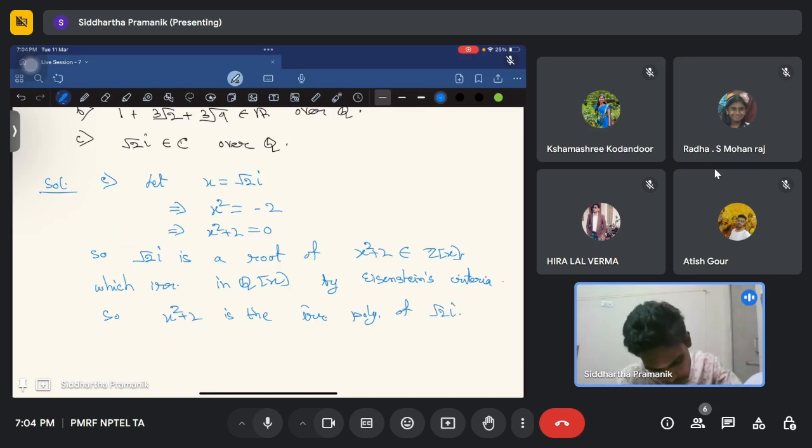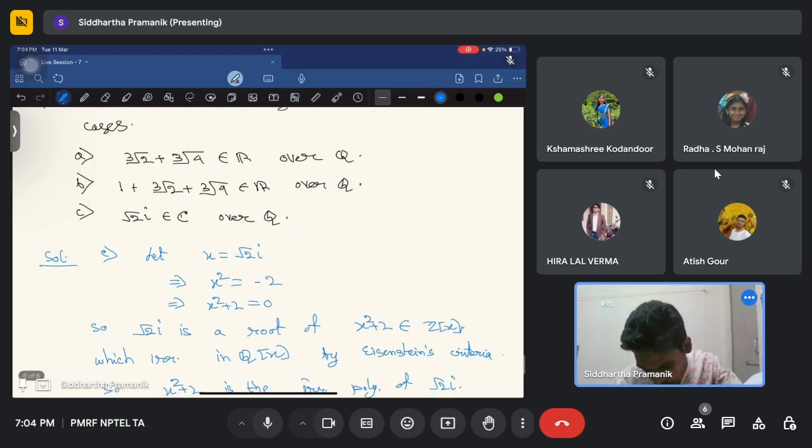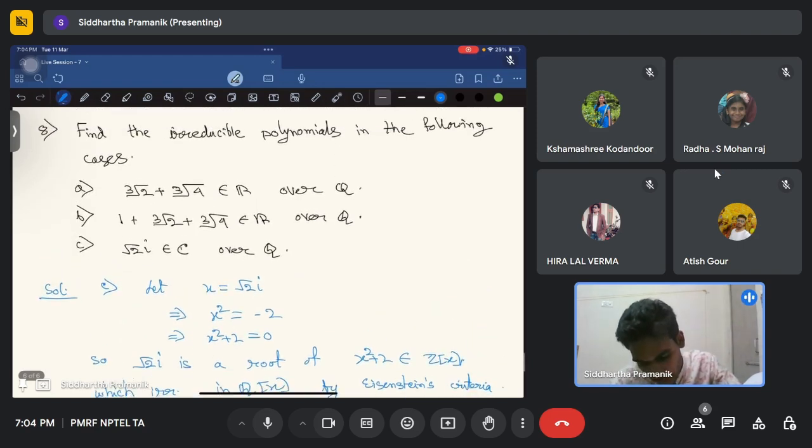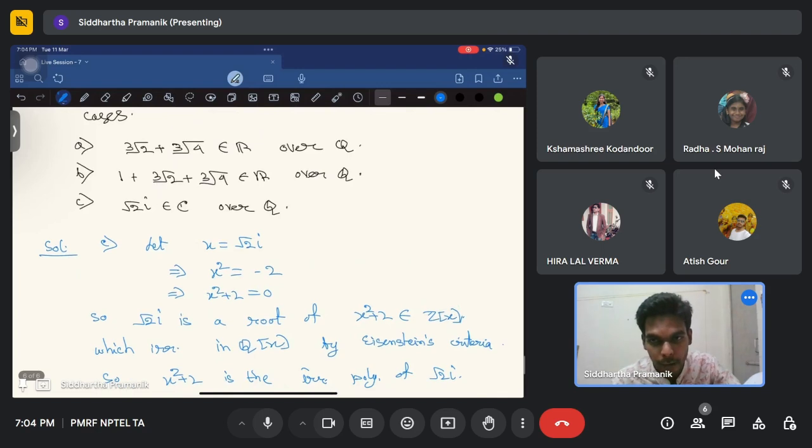So this is the simplest part of these three problems. Now what about the first one? Can you try with the same method? Or can you give me some polynomial which has the root cube root of 2 plus cube root of 4?